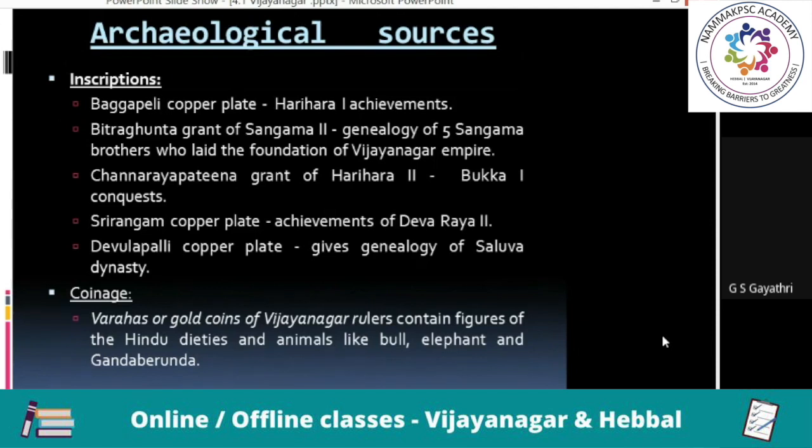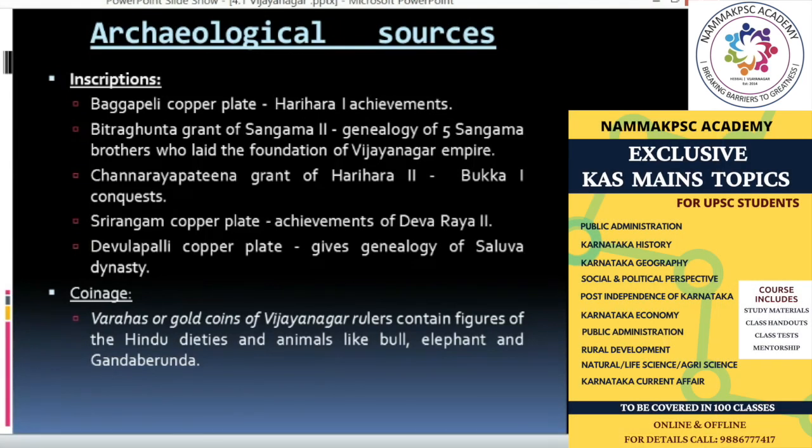Okay, so first one is Bagepalli copper plate, and again Bagepalli is far off. So our Vijayanagar Empire had expanded till Penukonda, Andhra Pradesh. So you have to remember this. You can't forget that. Okay, so Bagepalli copper plate gives about Harihara the first's achievements. Then Bitragunta grant of Sangama the second gives genealogy of 5 Sangama brothers who laid the foundation of Vijayanagar Empire. 5 Sangama brothers are the first 5 rulers. So Harihara, Bukka, then you have 3 more successors followed by them. So this Bitragunta grant of Sangama II talks about those 5 kings.